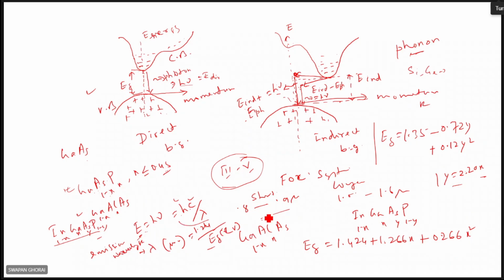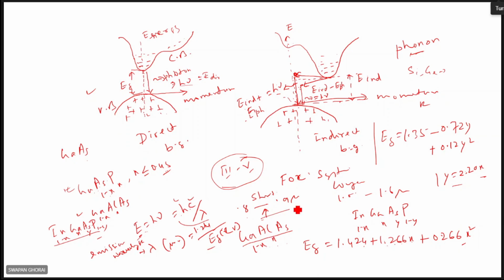Now, how to calculate the band gap in such direct band gap types? You see, for gallium aluminum arsenide, it is like this: 1.424 plus 1.266x plus 0.266x squared. So if you put the value of x, you can calculate the Eg. In this way, you can change the band gap also by varying the value of x, the amount of addition of the constituents.